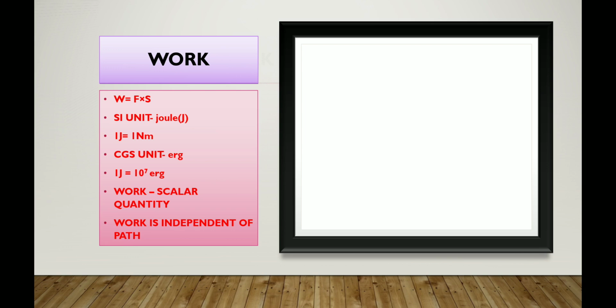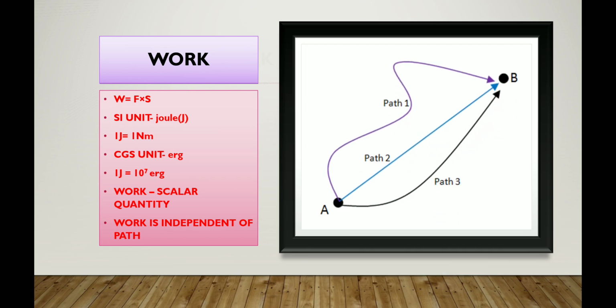The SI unit of work is joule and is defined as the work done by an object when 1 Newton force is applied on it, which causes displacement of the object by 1 meter in the direction of force. The relationship between the SI unit and CGS unit of work is 1 joule is equal to 10 to the power 7 erg.